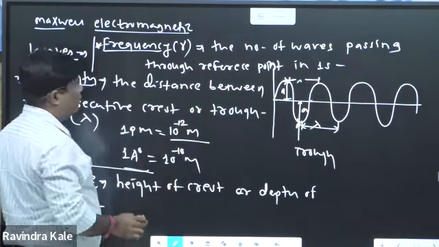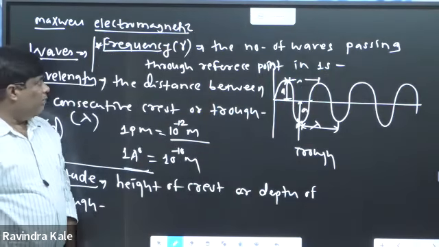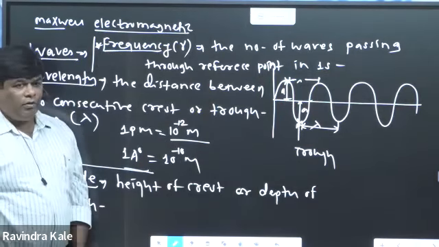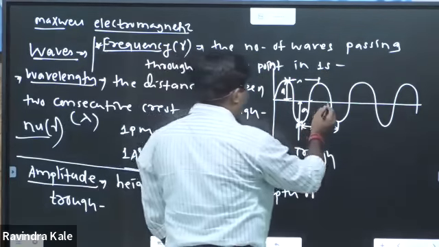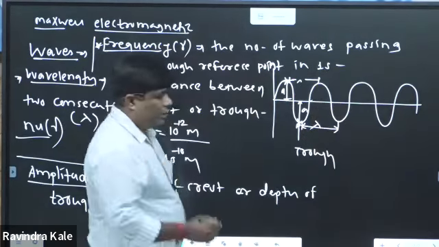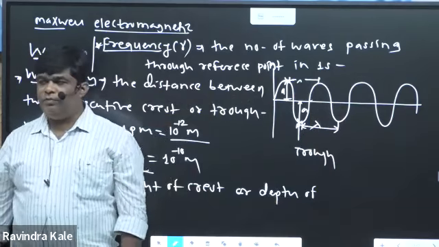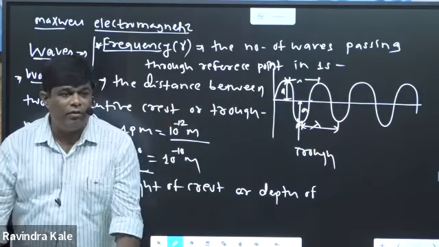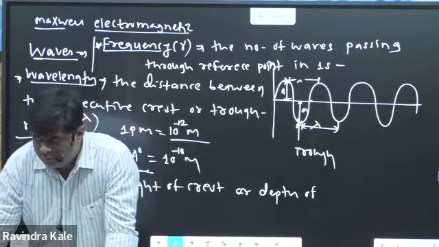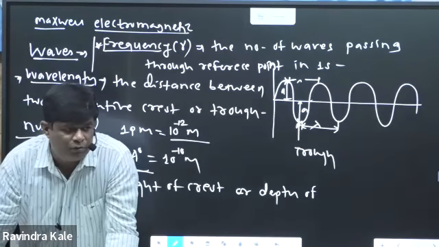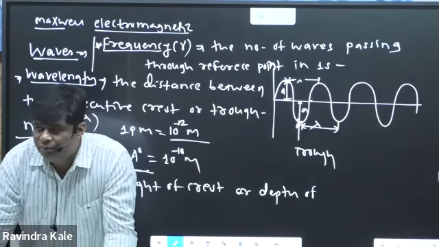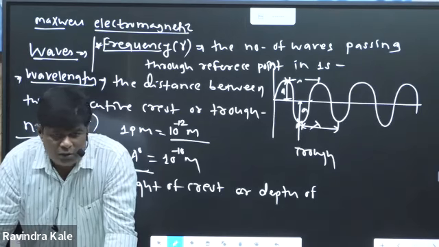So what is the meaning of frequency? The number of waves passing through a reference point in 1 second. Suppose your reference point is this one. How many waves pass through this reference point in 1 second is called the frequency. If the number of waves passing through the reference point is more, then the frequency is more. Is it clear?